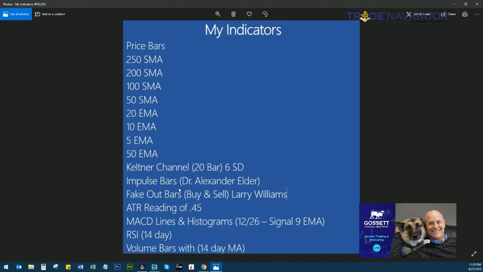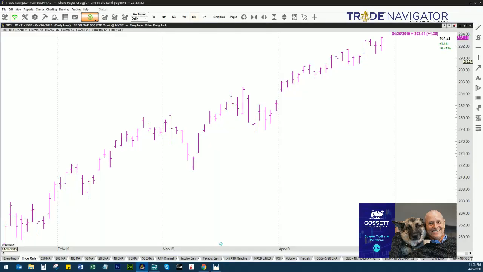Oh, and by the way, a lot of people have asked me which charting software I use. I use Trade Navigator from Genesis Financial. I've been using this for 15 or 16 years, I think, and I think it's a really good program. They're based in Colorado Springs, Colorado.